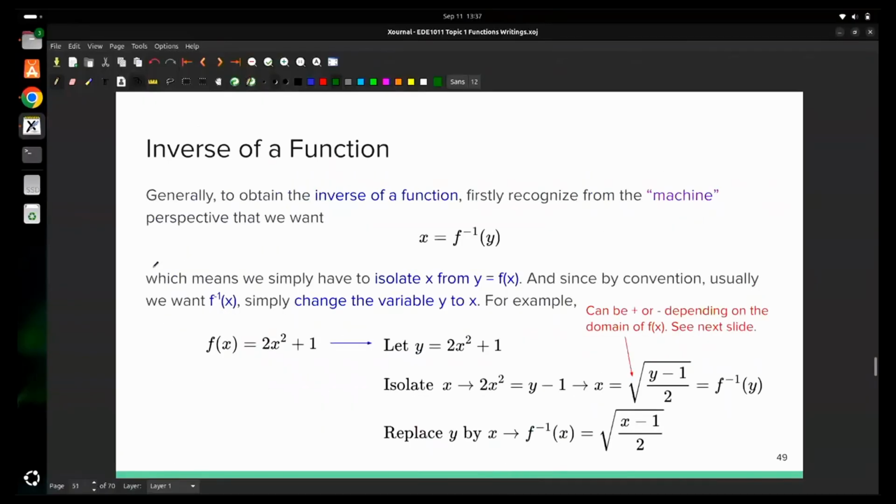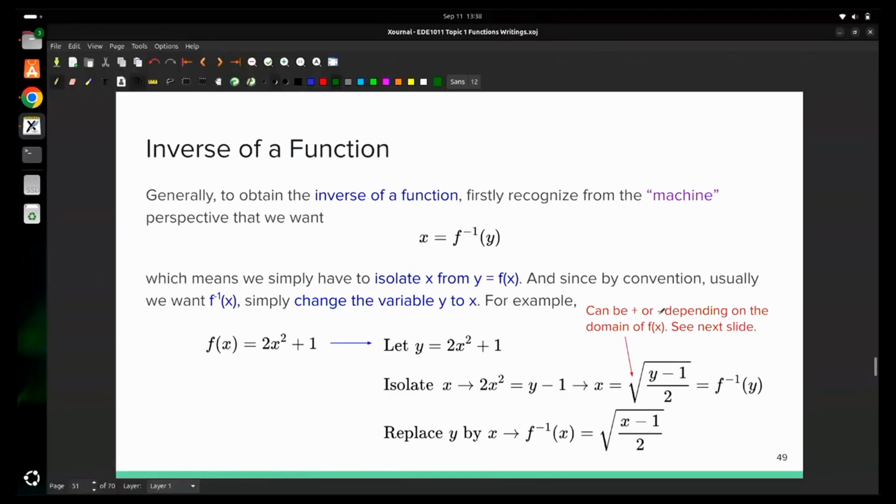Okay, so hence, example. Let's say we have f of x equals 2x squared plus 1. You just simply let y equal the expression. Then we isolate this x because we want this form. You can see that I bring the plus 1 across. Then I divide by 2. Then after that, take square root. In this case, the inverse function can actually be plus or minus, because when you take square root, by right there should be a plus minus here.